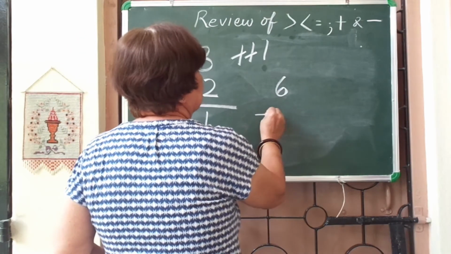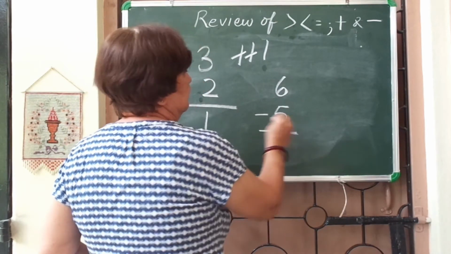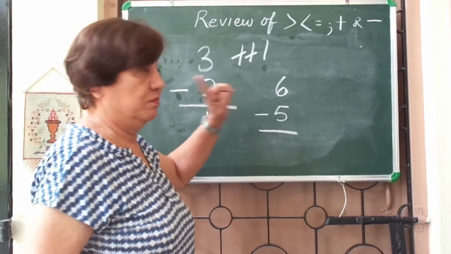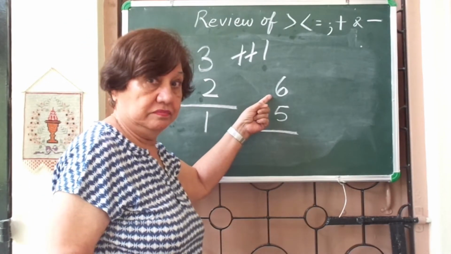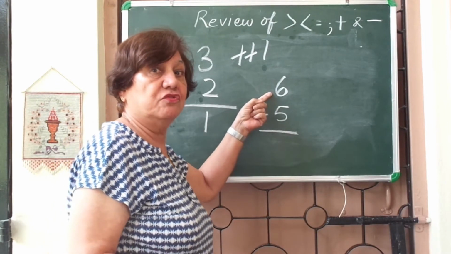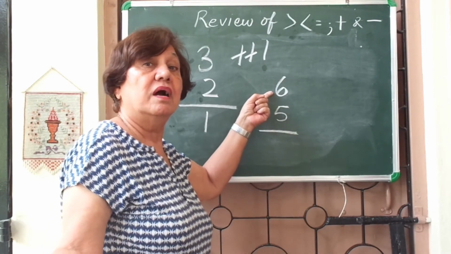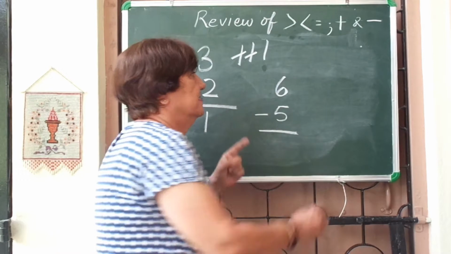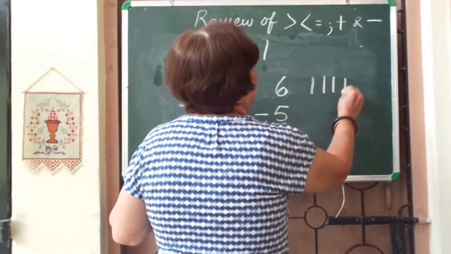6 minus 5. How many lines will I draw? You must look at the top number. Okay? How many lines will I draw? You will draw? How many lines? 6. Yes. 1, 2, 3, 4, 5, 6.